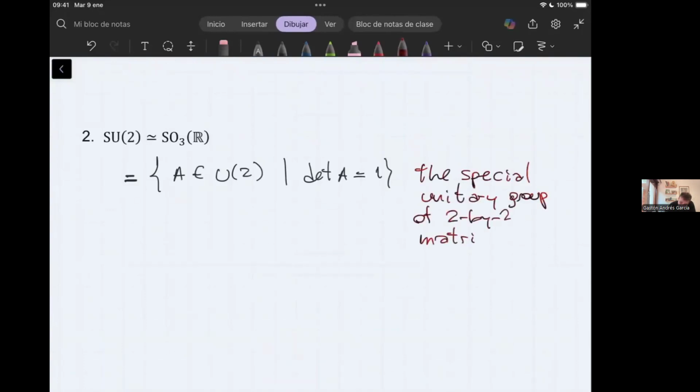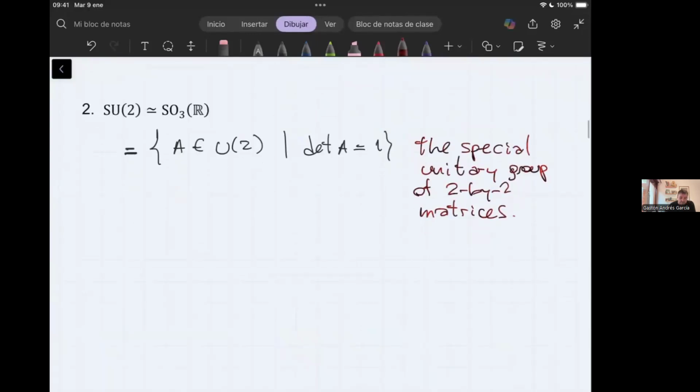Well, it turns out that this unitary group is isomorphic to SO3 of R, the special orthogonal group of 3 by 3 matrices given by the rotations in R3. Yes, in the last lecture, we're going to talk about a lot of representations of these groups. So maybe I'm still thinking about whether I'm going to show you why this isomorphism is true or not.